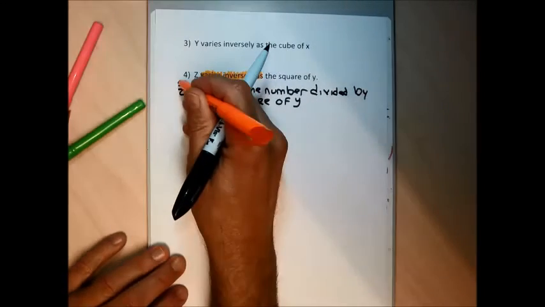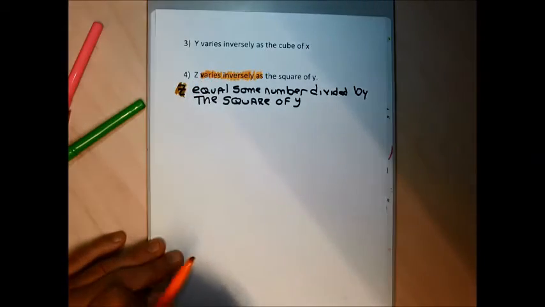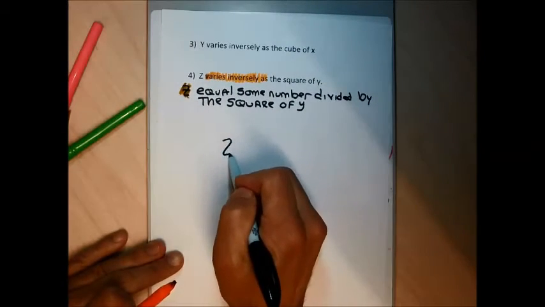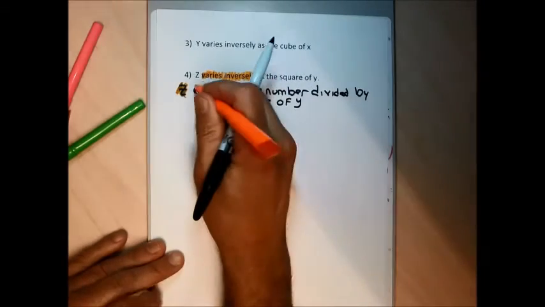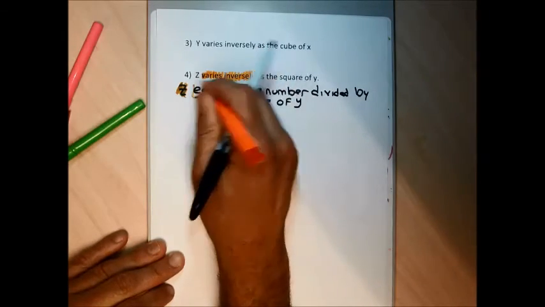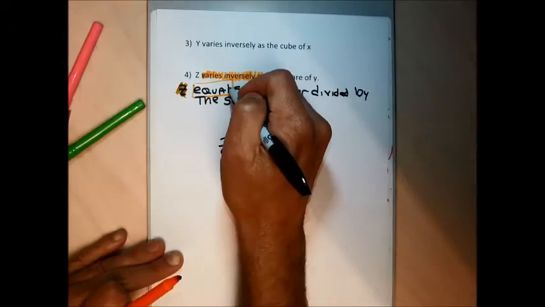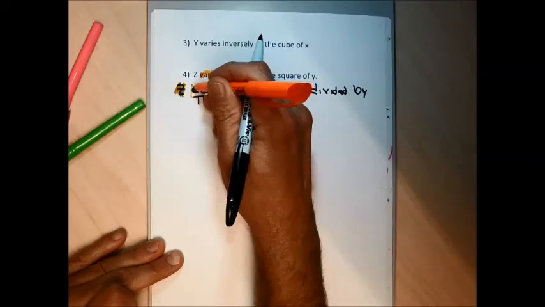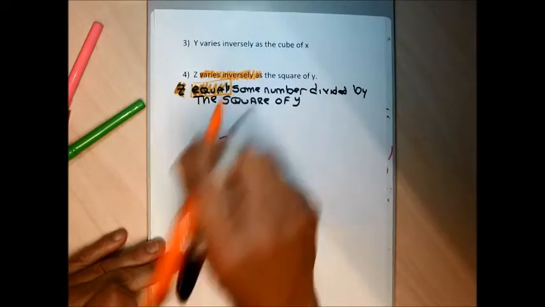The first letter I see in my reimagined problem is Z. I'm going to write it first. Then I see the word equals, and that equals is going to turn into an equal sign.